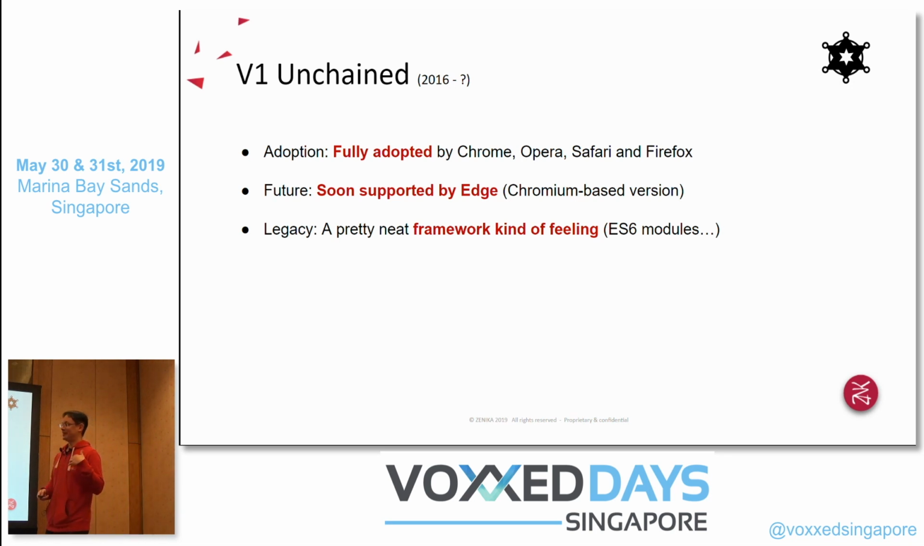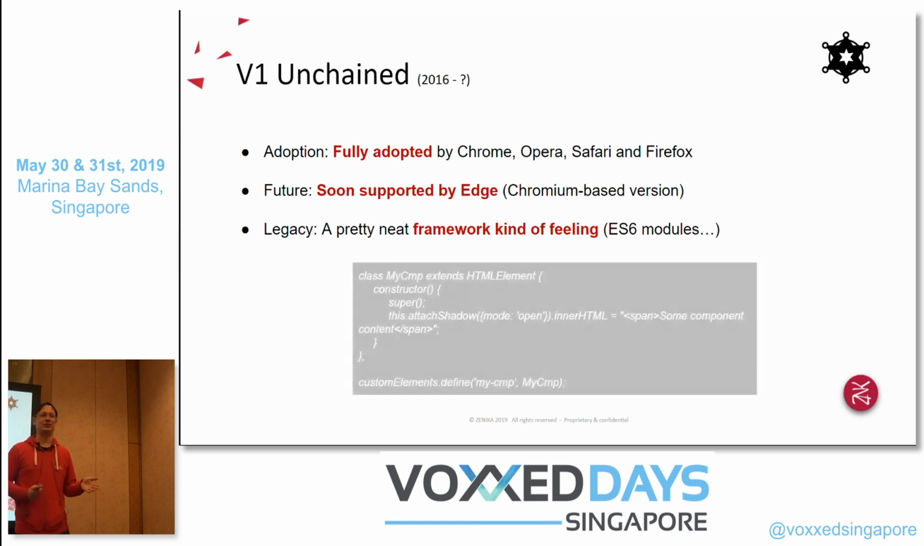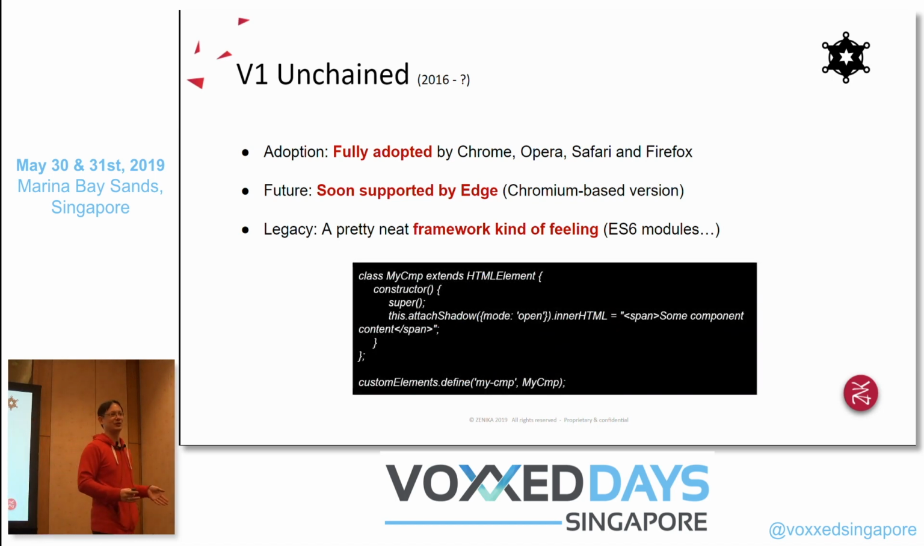The legacy, now we're talking about a real kind of framework feeling. We are doing object-oriented programming with web components. So as you can see, it leverages ES6 class programming. So you would extend an HTML element, that's a native element interpretable by the browser. And you would use inside the constructor, you would attach a shadow, so for your encapsulation, and you could add any HTML in there that would be encapsulated. That's how you would create a component.